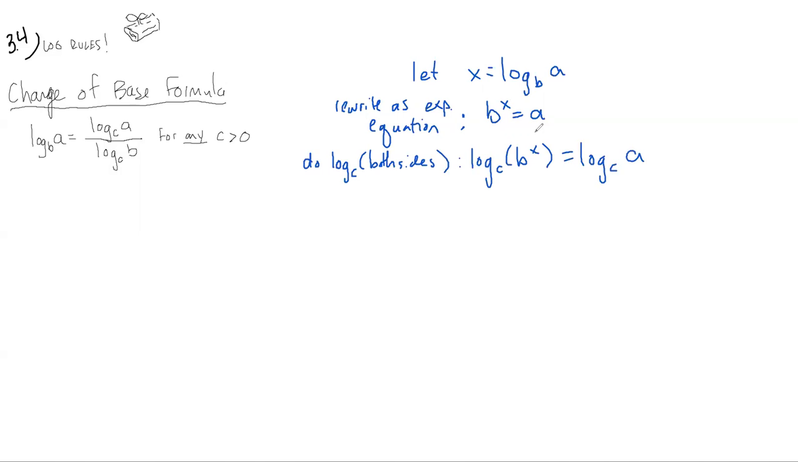And then my power rule allows me to pull that x to the front, and maybe you can see where this is going now. I've got x log base c of b equals log base c of a, and that's basically it. X is log c of a divided by log c of b. So this is a formula that just does that for you.